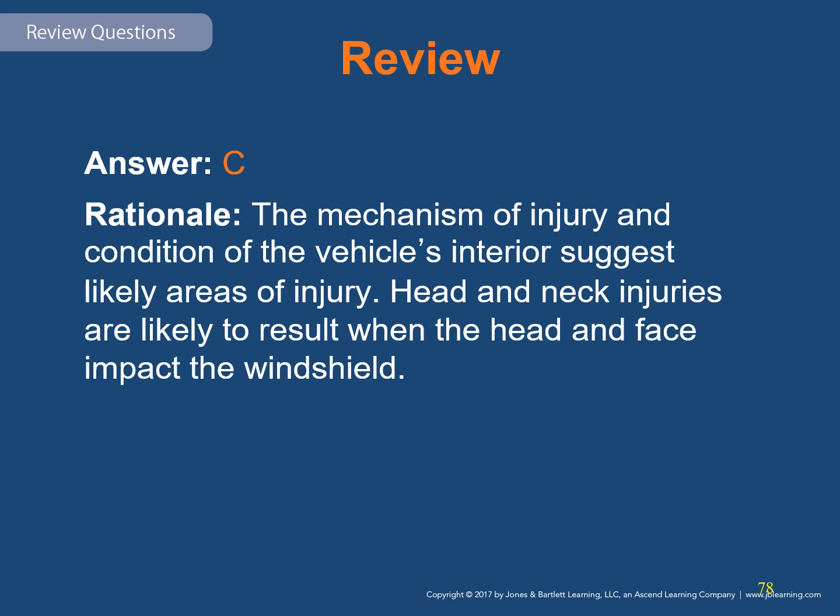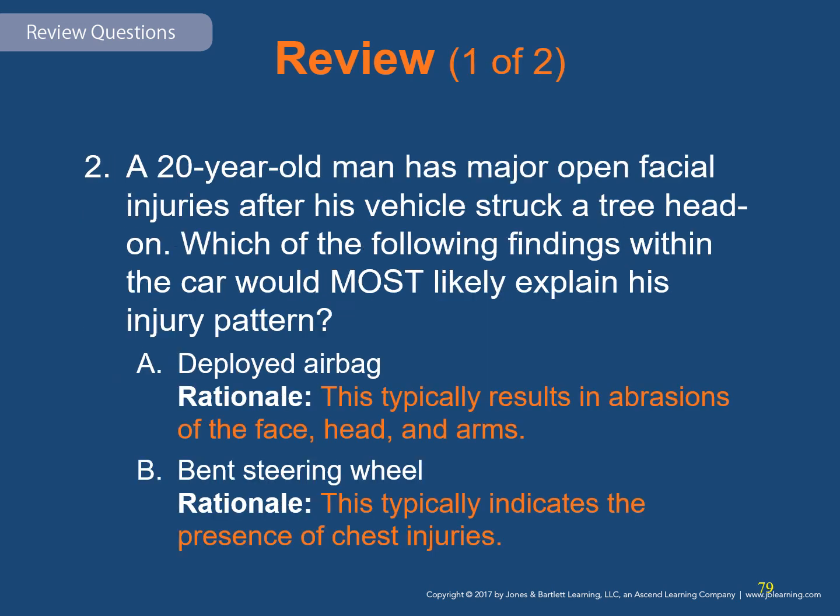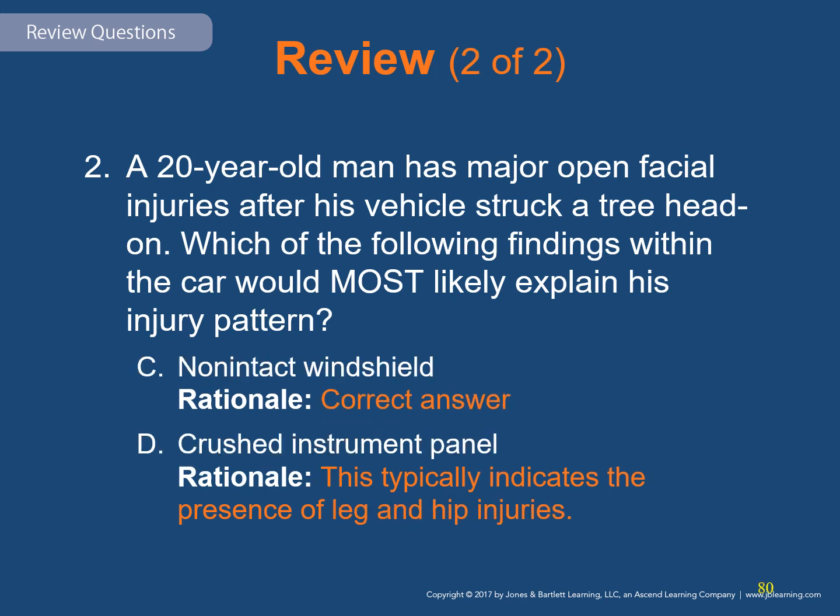The mechanism of injury and condition of the vehicle's interior suggest likely areas of injury. Head and neck injuries are likely to result when the head and face impact the windshield. A. Deploying airbag. This typically results in abrasions of the face, head, and arms. B. Bent steering wheel typically indicates the presence of chest injuries. C is the correct answer. D. A crushed instrument panel. This typically indicates the presence of leg and hip injuries.